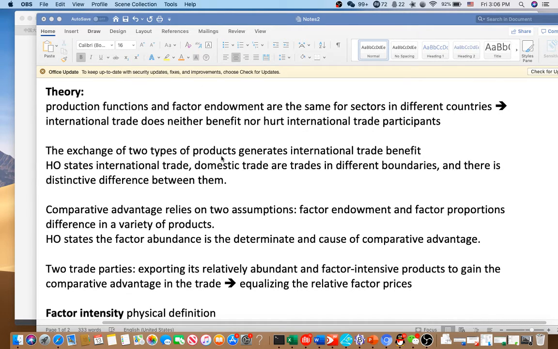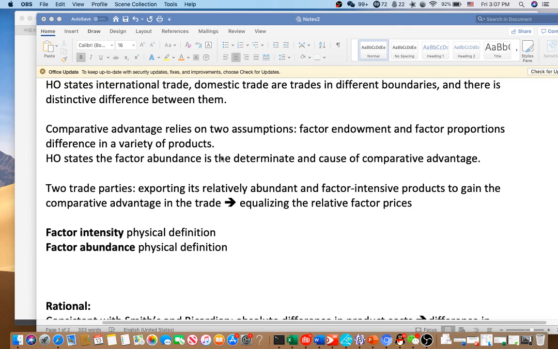And Heckscher-Ohlin states that factor abundance is the determinant and cause of the comparative advantage. A country will specialize in producing and exporting its relatively abundant and factor-intensive products to gain the comparative advantage in trade. The exchange will eliminate the difference in returns to factors between trade partners. That will eventually equalize the relative factor prices.